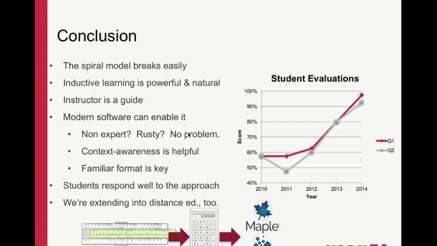So in conclusion, I wanted to say that in a lot of university programs, the spiral model that we rely on can break really easily. It often works really well, but on occasion it can break. And so having tools that help us fix that or bridge that gap is really important. Inductive learning is one of the new ways of learning within engineering and science, and we need tools that complement that approach.